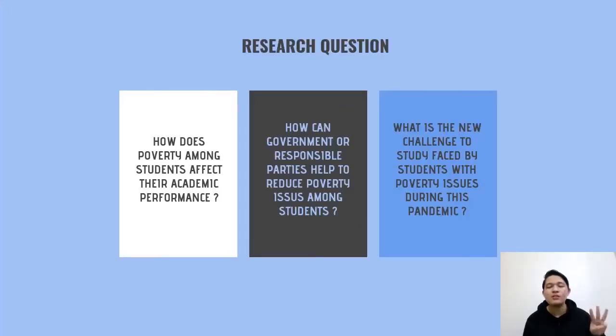There are three research questions in our project. First, how does poverty among students affect their academic performance? Second, how can the government or responsible parties help to reduce poverty issues among students? Third, what are the new challenges to study faced by students with poverty issues during this pandemic?